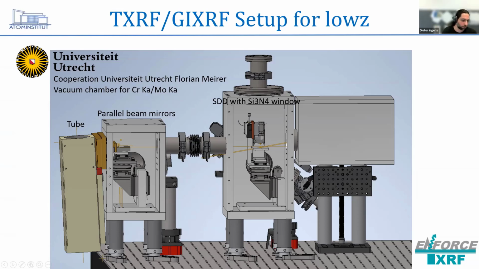And otherwise, it's a typical TXRF setup. The monochromator is mounted here, and here you have the sample stage with the different positions and options. You can rotate it, tilt it, and whatever. At the moment, because of a budget limitation, just a beam monitor is foreseen, a screen with a camera, but in the future it's also planned to mount a reflectivity detector here.